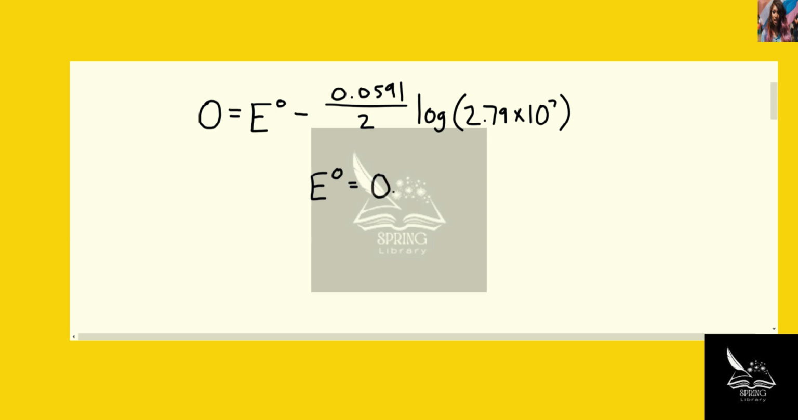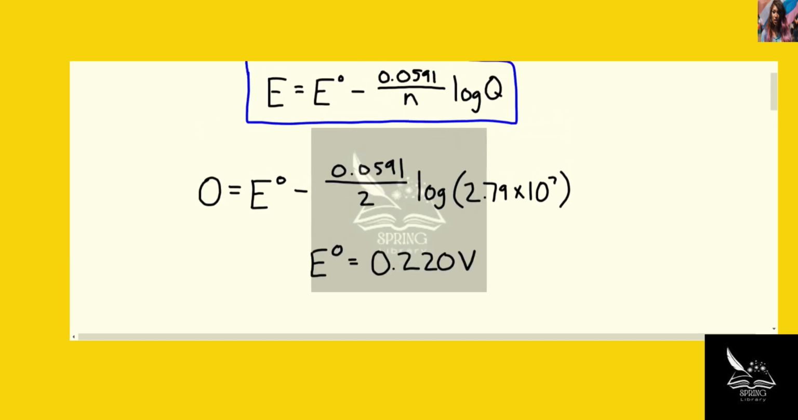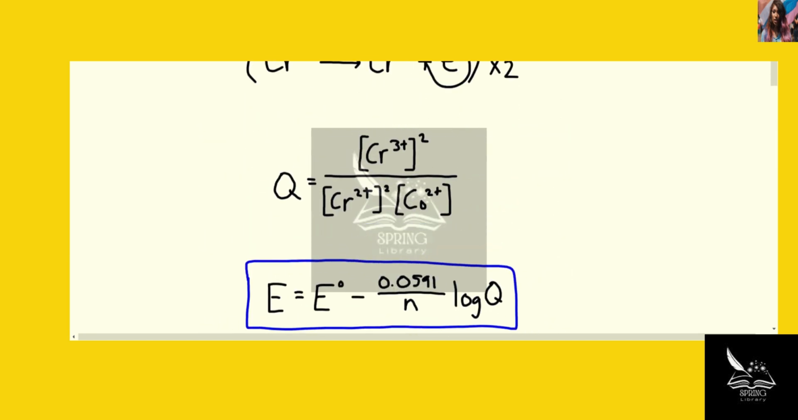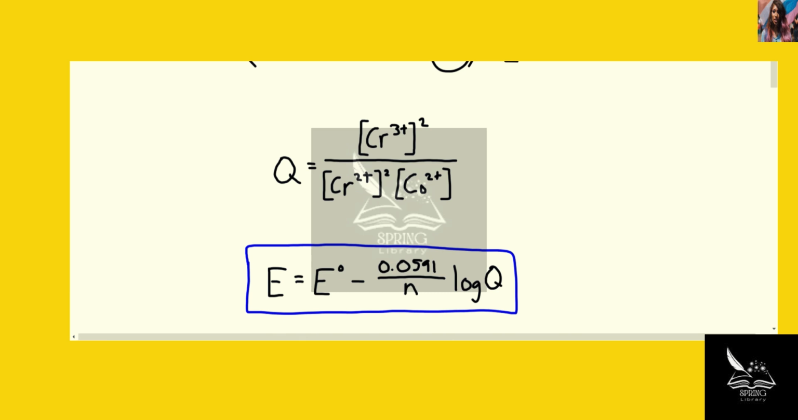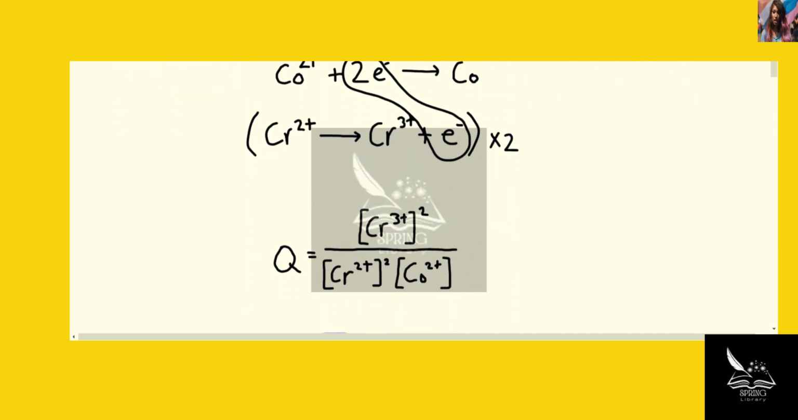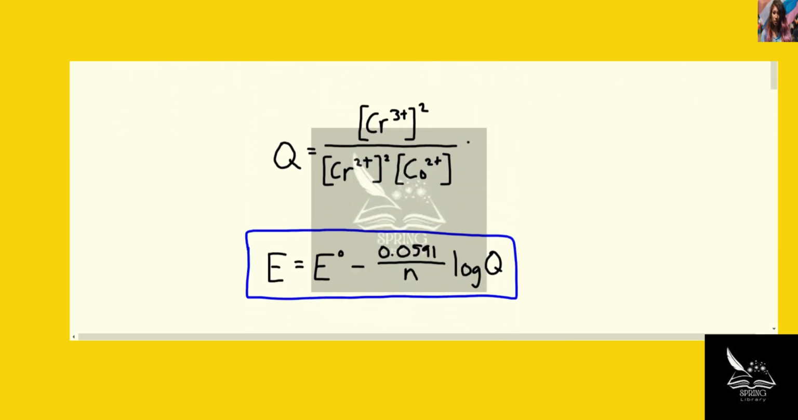about 0.220 volts. And now we need to use this value to plug it into the Nernst equation again, and this time solve for the reaction quotient Q based on the concentrations that we are given to again calculate the cell potential. So this is the expression for Q that we have based on the overall reaction, where we do not include cobalt as a solid.